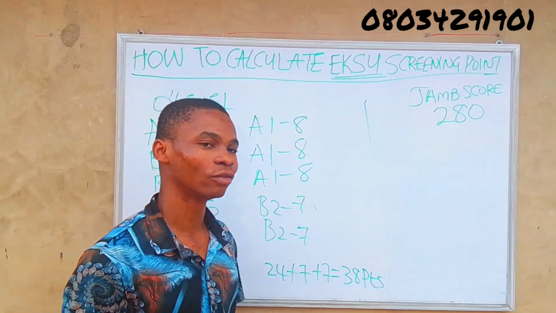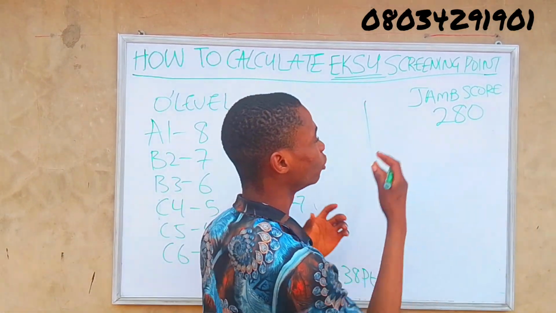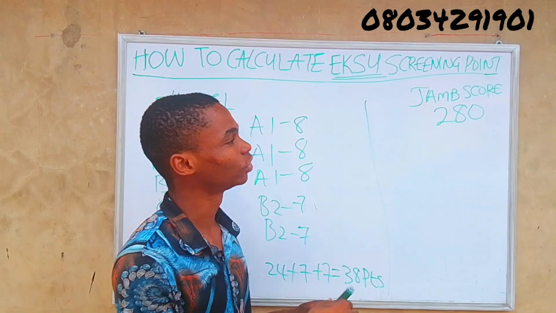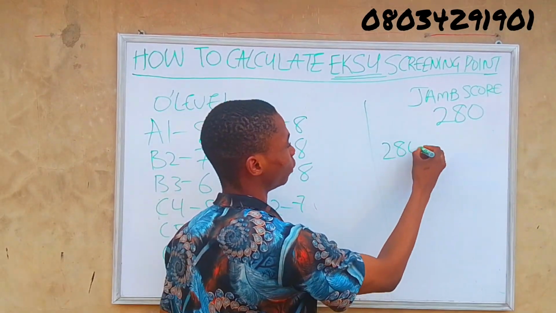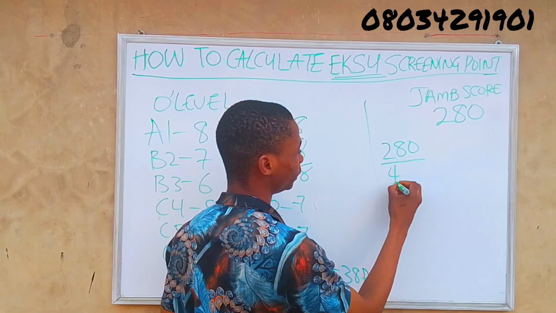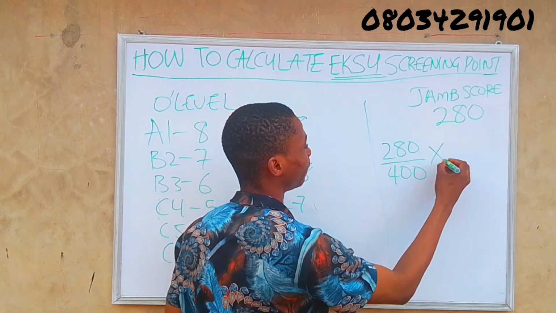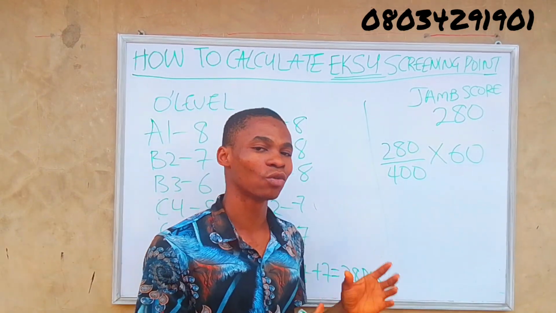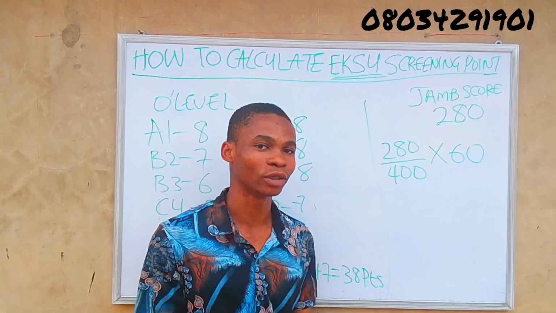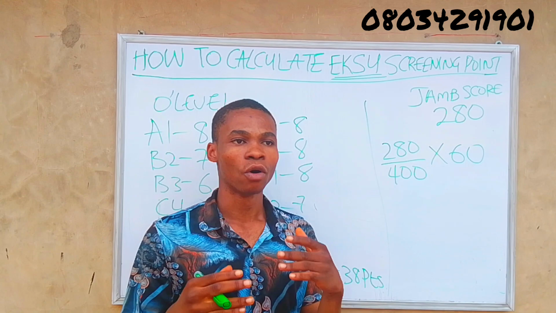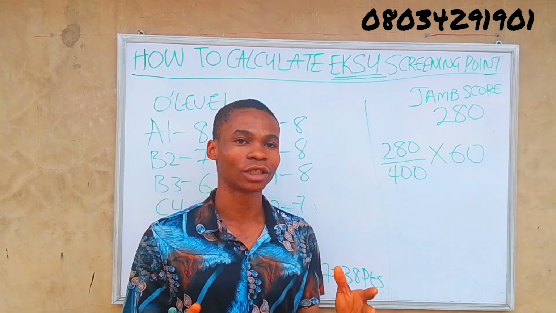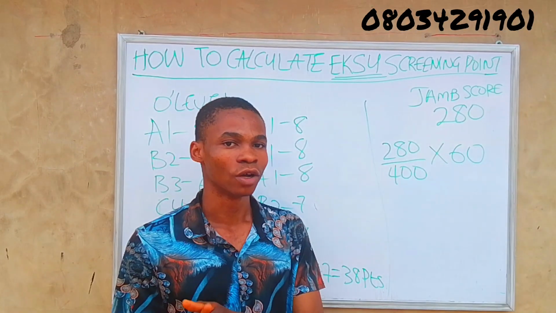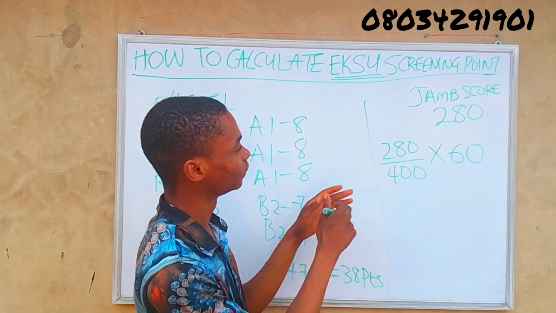So now let's calculate for JAMB score. How do you calculate the screening point for your JAMB score when applying to EKSU? You divide your JAMB score by 400 and you then multiply it by 60. It's not the same for all schools. Each school has its own way of calculating screening points. So maybe you are applying to another school, just watch the video on that particular school. For those applying to EKSU, watch this video.